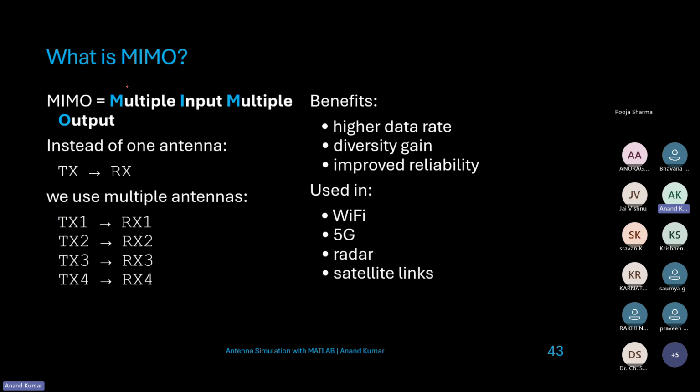So what is MIMO? MIMO is multiple input, multiple output. So there are more than one ports in the antenna system. And instead of having just one transmitter and one receiver, we use multiple transmitters and multiple receivers in the system. The benefits include higher data rate, diversity gain, improved reliability, and it is frequently used in your Wi-Fi, 5G, radar, and satellite links. You must have seen your Wi-Fi routers. They have multiple transmitters there. And then your mobile phones may also have multiple receivers to increase the performance of your communication link.